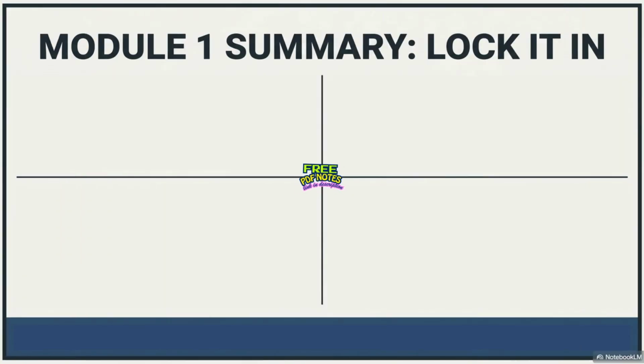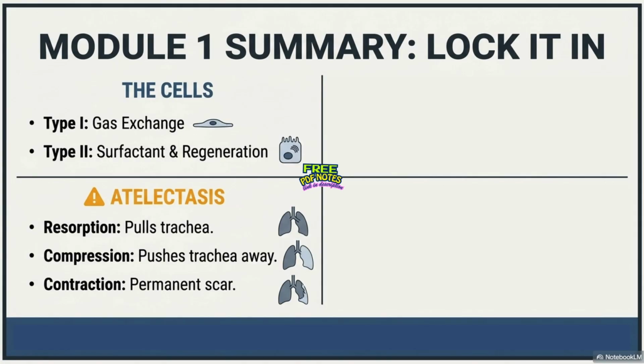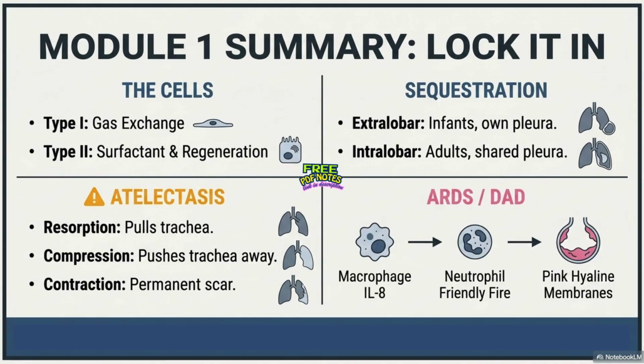Let's lock it in with our Module 1 summary. We covered the cells, type 1 for gas exchange and type 2 for surfactant and regeneration. We mastered atelectasis: resorption pulls the trachea, compression pushes it away, and contraction leaves a permanent scar. We reviewed sequestration, extralobar in infants with their own pleura, intralobar in adults sharing the pleura. And just now we conquered ARDS and DAD, driven by macrophages releasing interleukin 8, leading to neutrophil friendly fire and those deadly pink hyaline membranes.